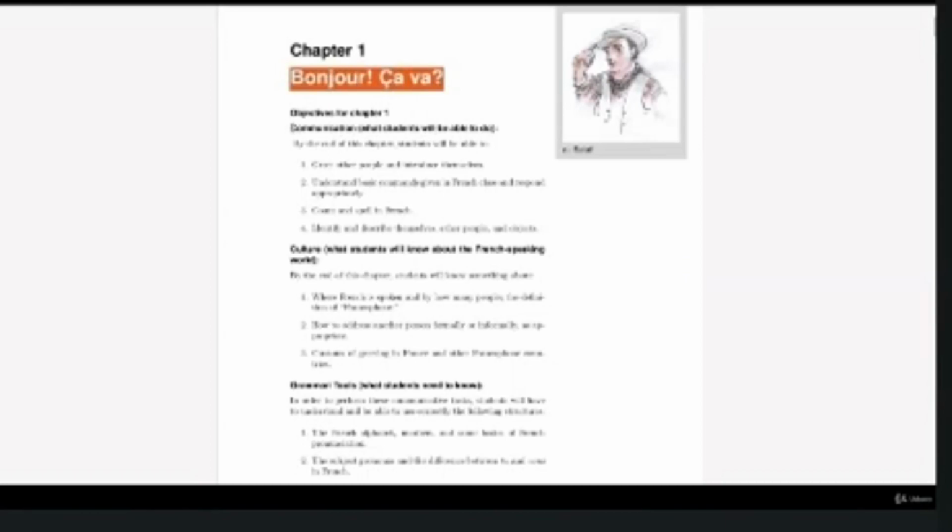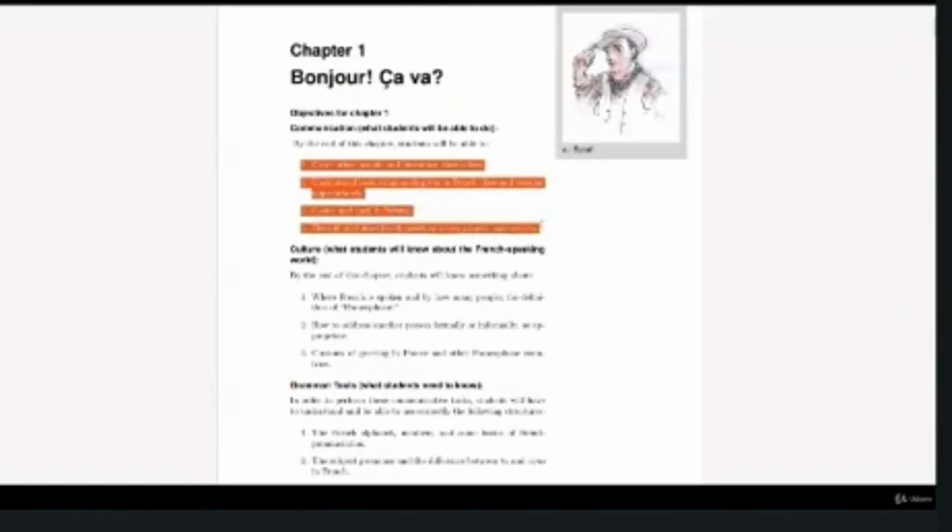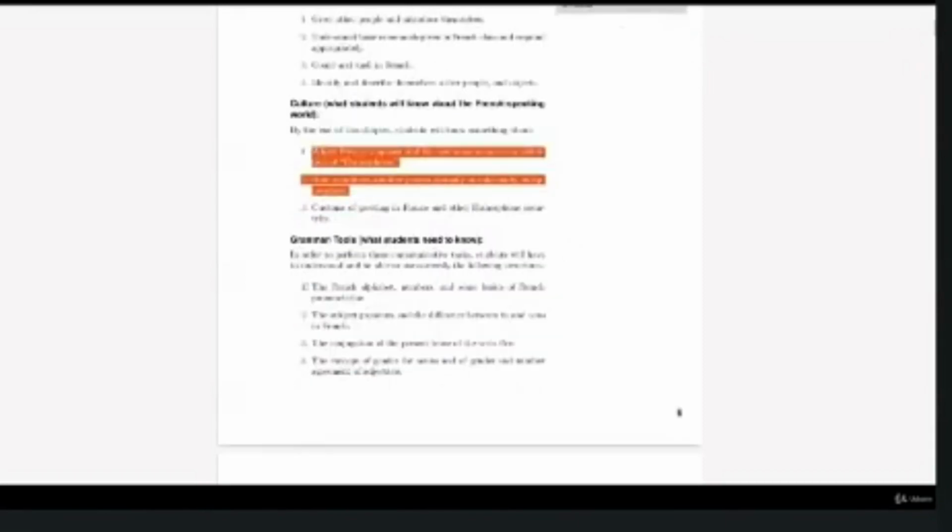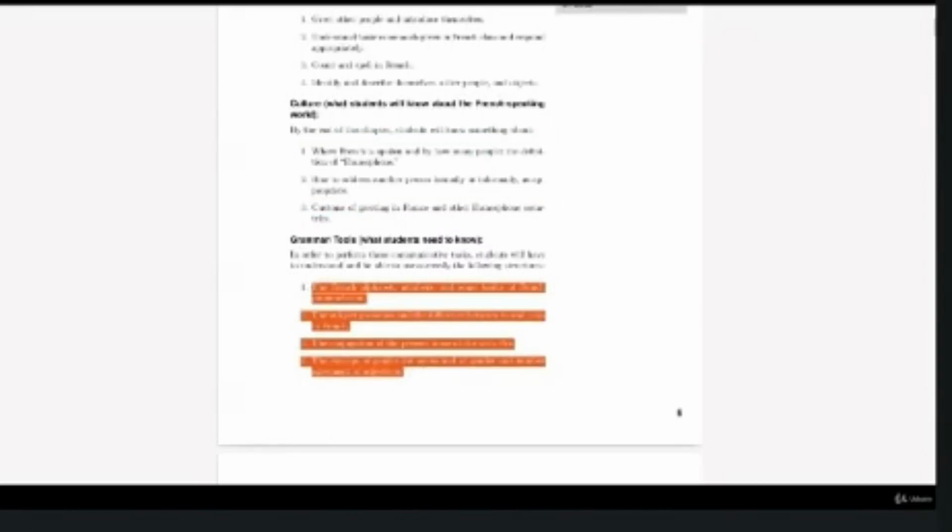So in chapter 1, for example, we have 3 general learning objectives. We have communication objective, culture objective, and grammar. So under each section, communication, for example, you have certain things that you need to understand by the time you complete the chapter. So same in culture and same in grammar.